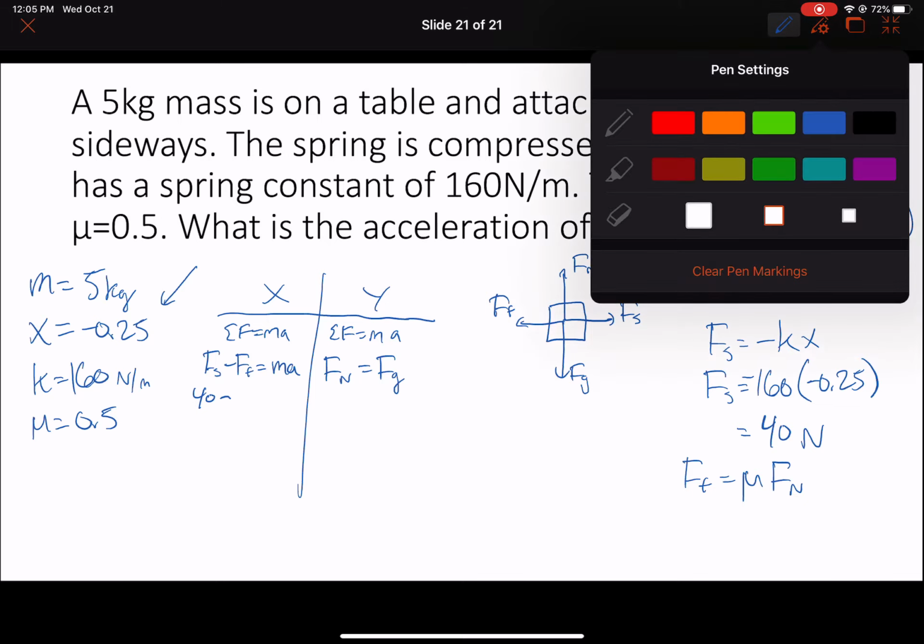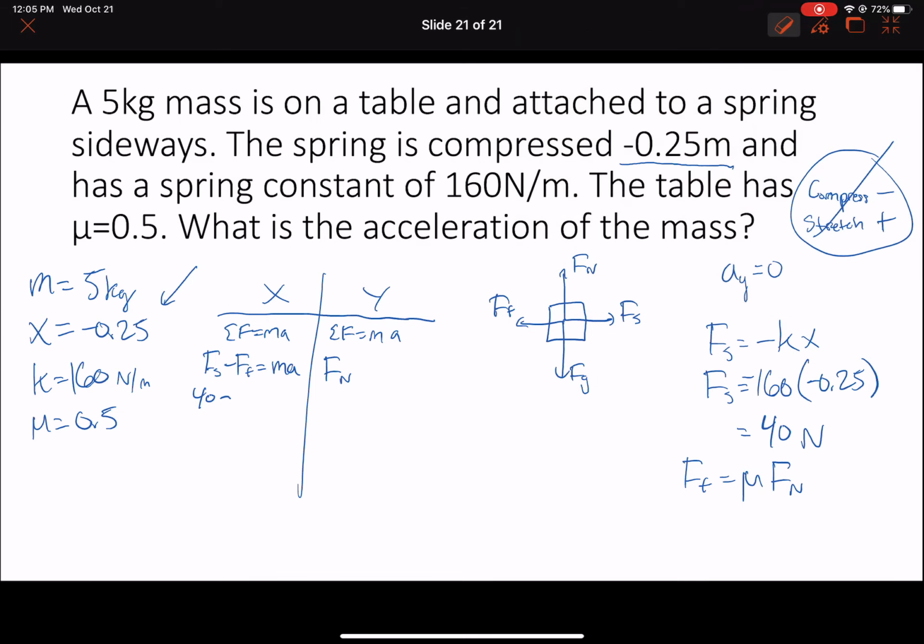And if you want to see the work for this, let me be thorough and do all the steps. Normal force minus Fg equals 0 because the acceleration in the y direction is 0, right? Which means that the normal force is just equal to the gravitational force, which is equal to mg, which is equal to 5 times 9.8, which is equal to 49. So minus 49.